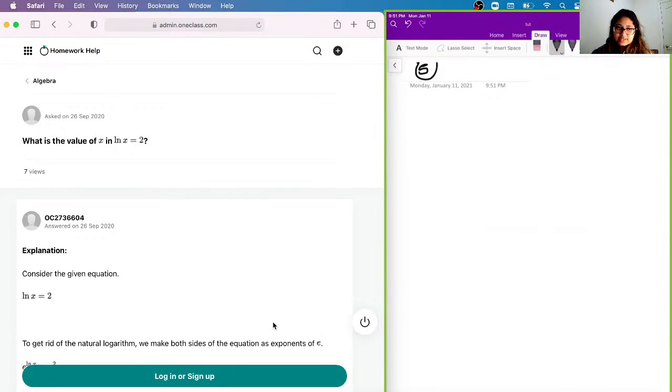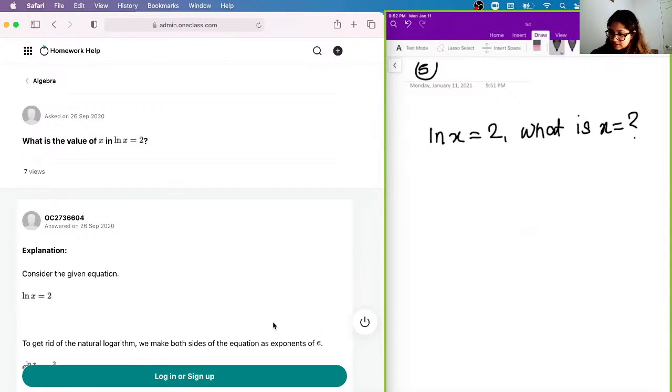Okay, so our next question says, what is the value of x in ln of x equal to 2? Okay, so let's write down the equation. It says ln of x equal to 2. And so what is x equal to? Okay? And so to get rid of the natural logarithm, we make both sides of the equation exponents of e, to get rid of the ln.